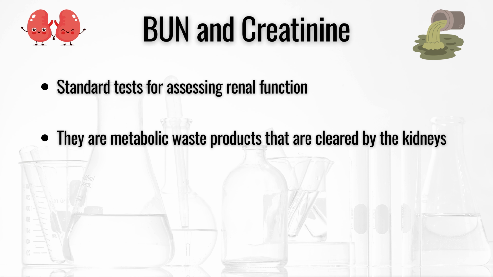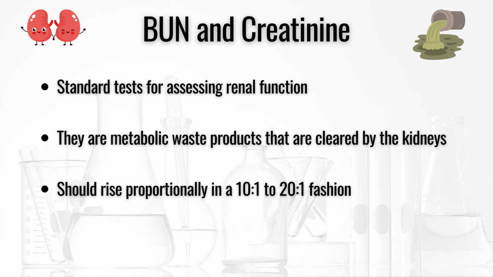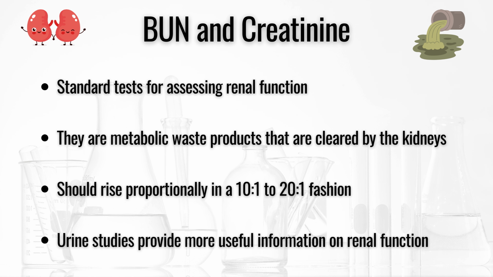In general, the BUN and creatinine should rise together in a 10-to-1 to 20-to-1 fashion. If the BUN is much higher out of proportion to the creatinine, it is usually felt the abnormal value is from dehydration rather than actual kidney disease. Although routinely and universally utilized, the BUN and creatinine are only minimally useful tests. Nephrologists, or kidney doctors, use various urine studies to better evaluate renal function and dysfunction.